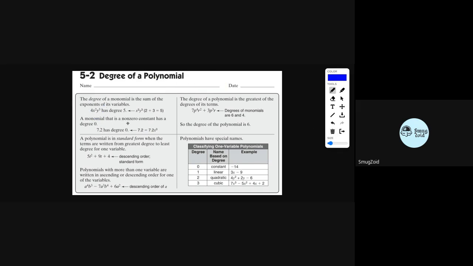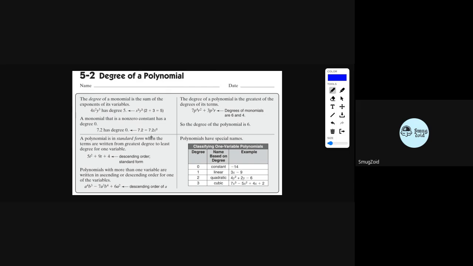Now we look at just a number by itself. It doesn't have an exponent with it. Its degree is 0. So in this case, 7.2 equals 7.2 times x to the 0. Now when we say x to the 0, anything raised to the 0 power equals 1.